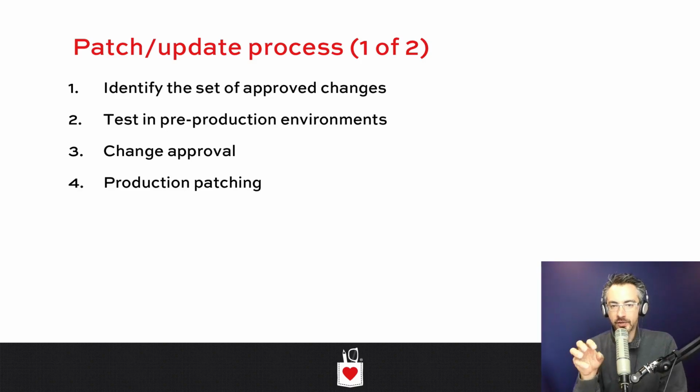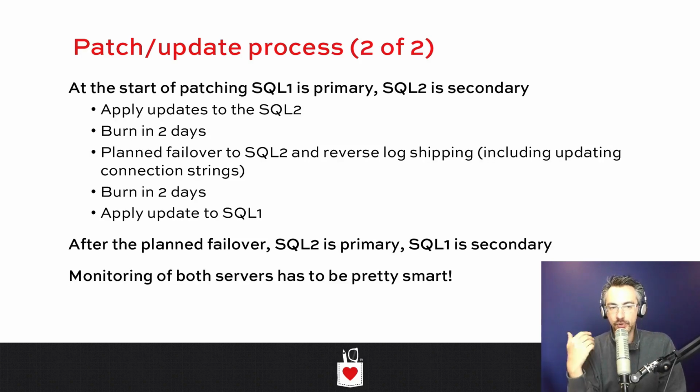First off, they're going to sign off on a list of approved changes. This is the cumulative update and the Windows Service Pack or Windows hotfixes that we're going to go apply. We're going to go test them in our pre-prod environment, aka staging. Everybody's going to agree that it works. Then, when it's time to go patch production, here's how we're going to do it.